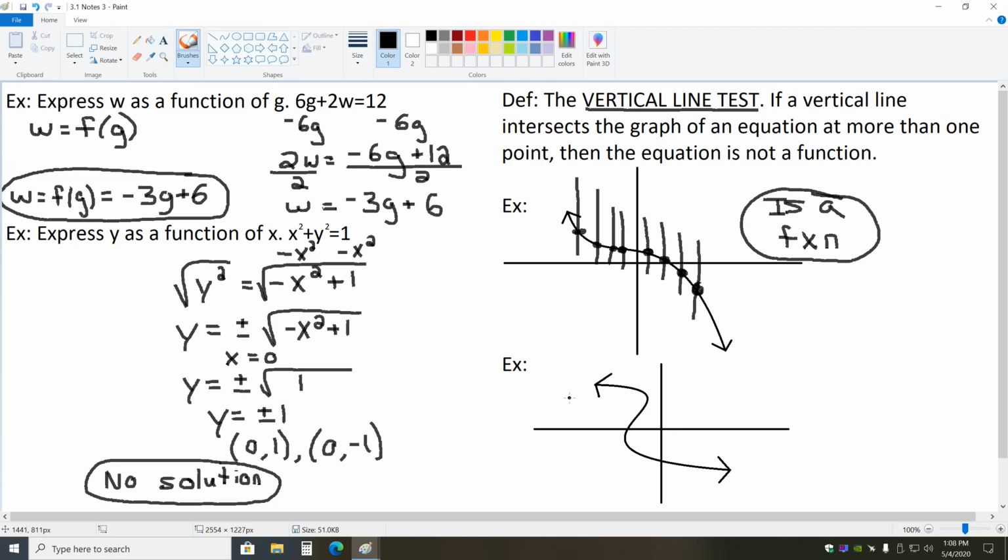Now how about this second one? Take a moment, pause the video, decide if you can tell whether or not this is or is not a function. Okay, so looking at this graph, if we take the vertical line right here, notice that this intersects the graph at 3 points. If it intersects at more than 1 point, it is automatically not a function. And we only need one case for that to happen. One vertical line and it automatically fails.